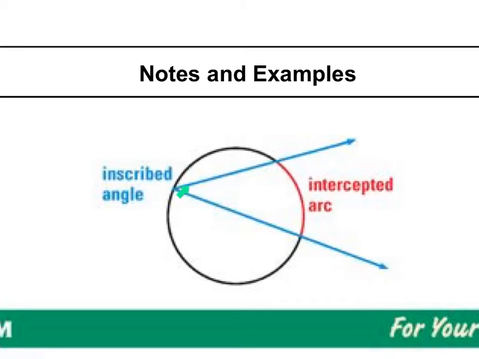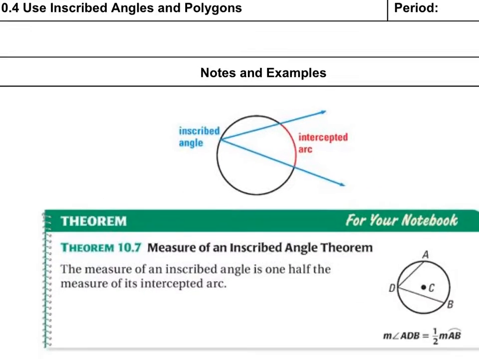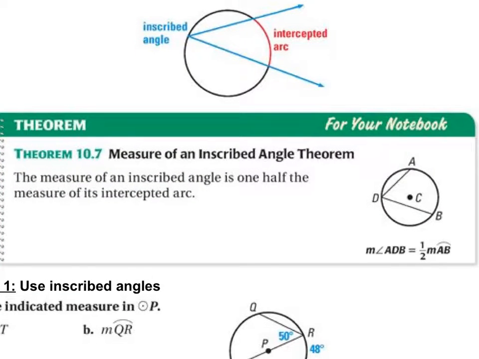So if we extend out the sides of that angle, the arc that is created by those lines is known as an intercepted arc. How are we going to use them? Well, here's how we are going to use them. The measure of an inscribed angle, so this part here, is 1/2 the measure of its intercepted arc. Actually, they have it down here for us. So the measure of ADB is 1/2 the measure of arc AB.